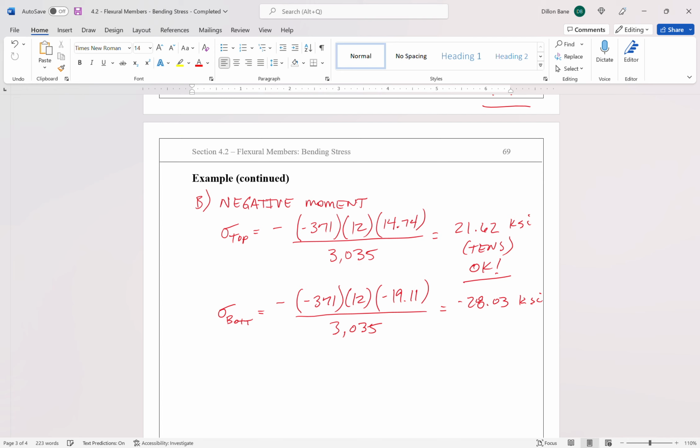KSI, right? Came out negative. This just tells us compression. So if I've got a negative 28 KSI in compression, my allowable compressive stress was only 19 KSI, right? So actual stress 28, allowable 19. We are overstressed on this beam, right? This is no good. This beam will fail. This beam will fail on the bottom flange.